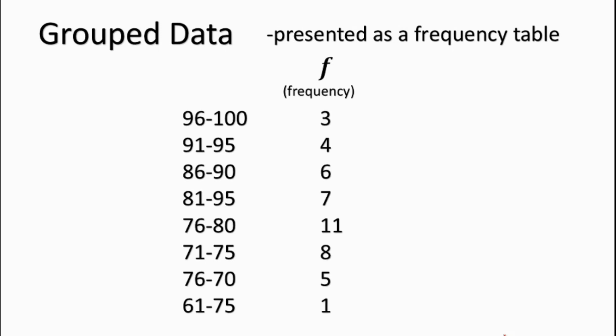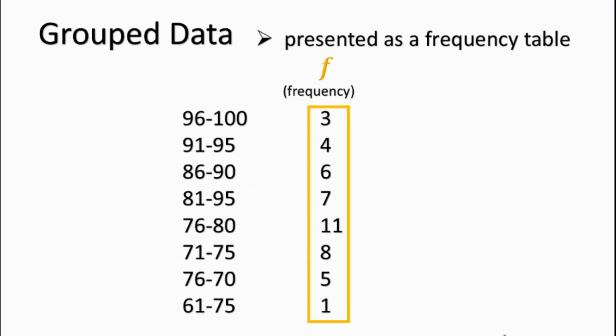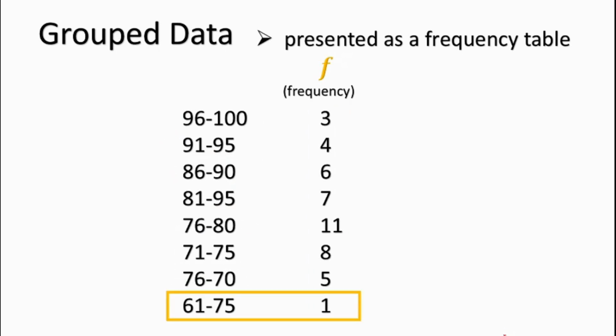A grouped data, on the other hand, is data presented as a frequency table. A frequency table is a tabular presentation of data into classes. In this case, there's 8 of them, and their corresponding frequencies. The highlighted portion means that there are 11 data points from the original raw data that are in the range of 76 to 80, and that there's only one data point that's in the range of 61 to 75.